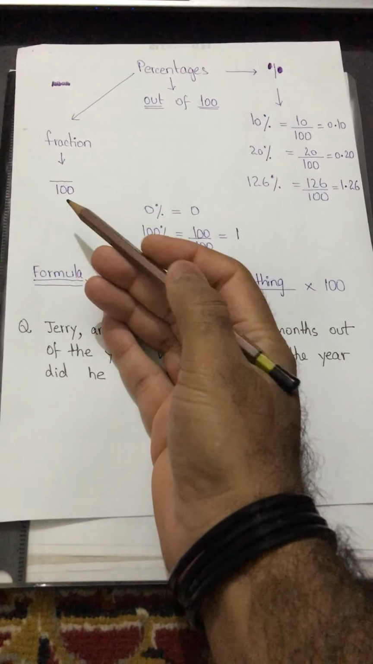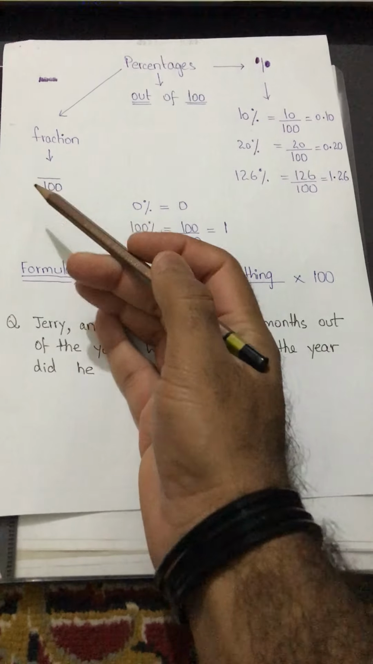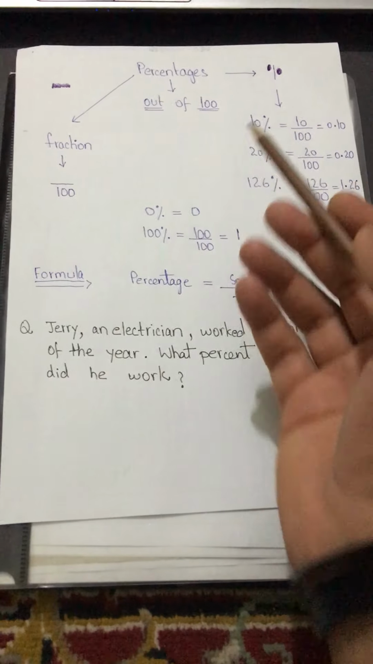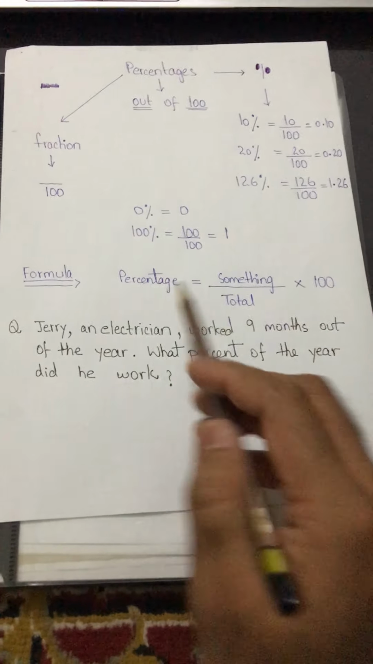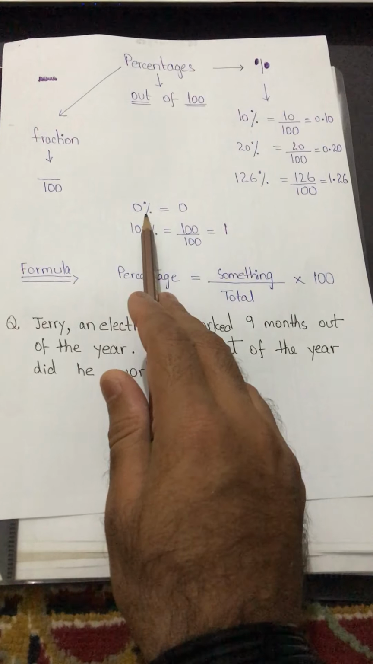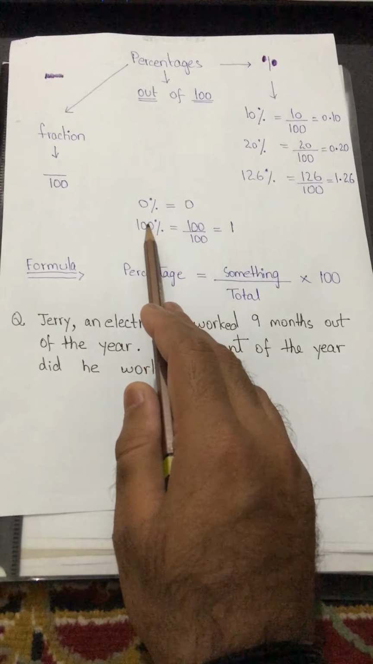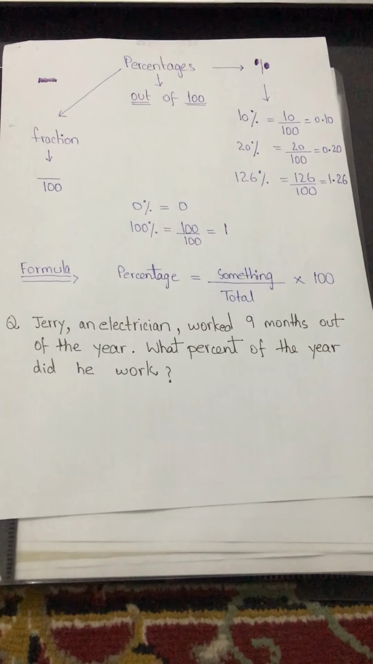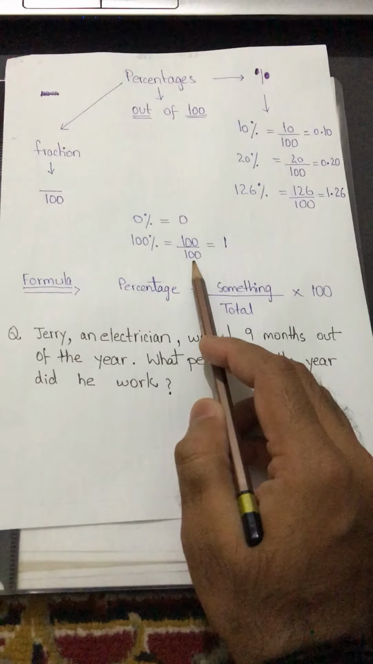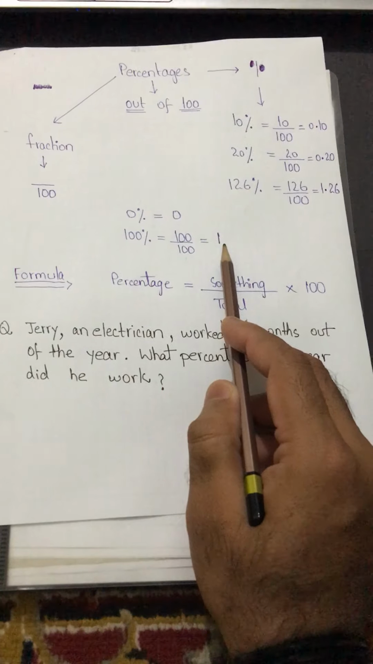Percentages are fractions that have 100 in their denominator, and we can write percentage in the form of fraction and decimal as well. If I say something is 0%, it means it is 0, because 0 upon 100 is always 0. And if something is 100%, I can write it as 100 upon 100, and it will always be equal to 1.